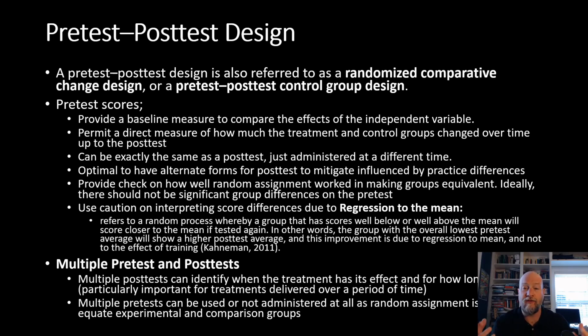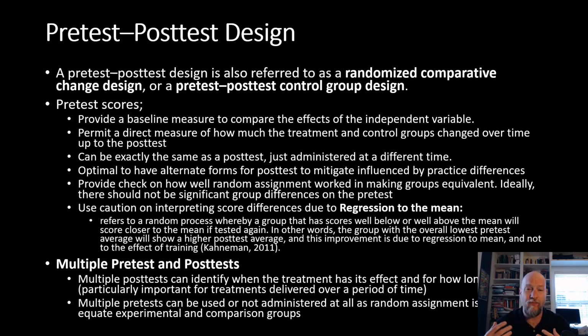You have equivalent but different forms of the same measurement so that the person has not seen the specific questions, but they're considered essentially equivalent in what they measure. So this is one thing, again, that we do to try and control for a confound. A practice effect in this case is a confound. So an alternate form of post-test from the pre-test is one way to overcome that. What you're really trying to check also in this pre-test process is that it allows you to see how well random assignment worked in making your groups equivalent.